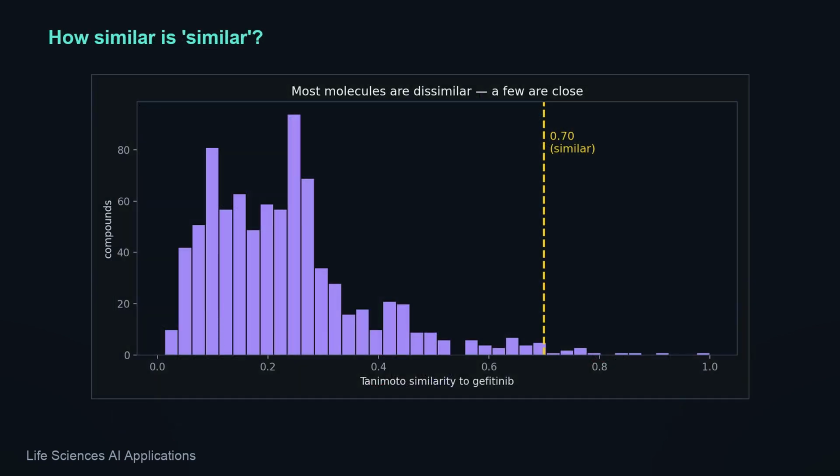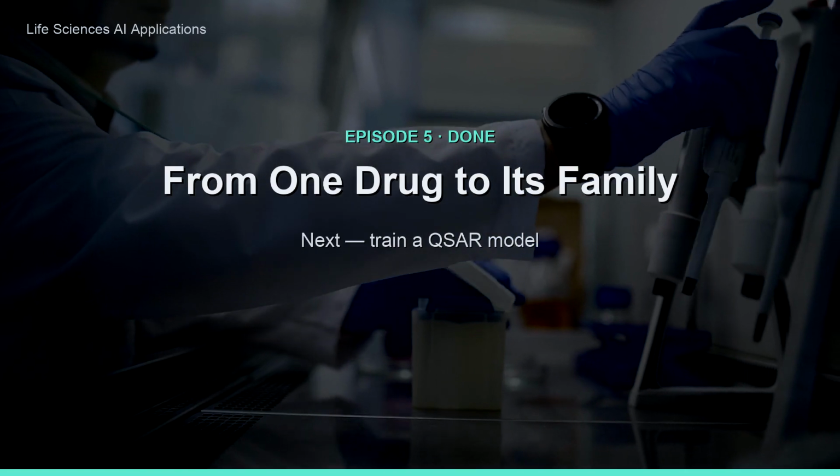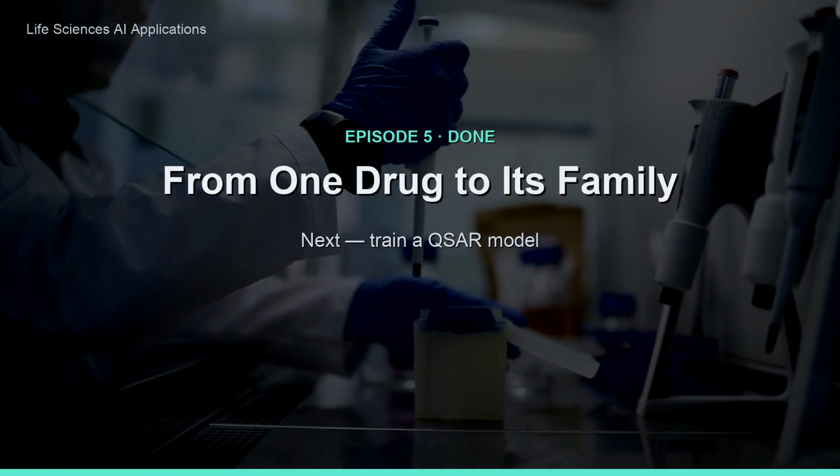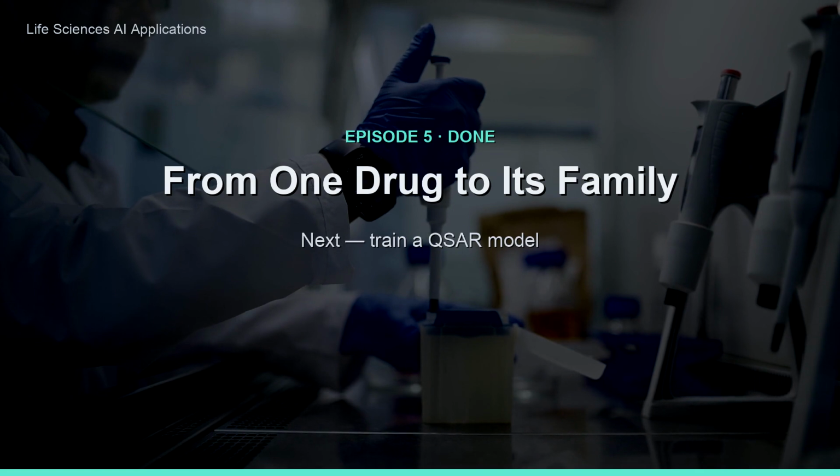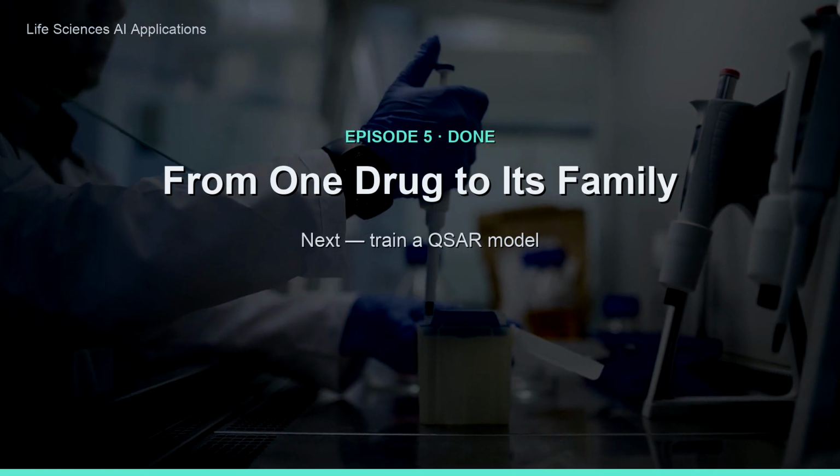One more view, the similarity of the entire set to gefitinib. Almost everything sits on the left, unrelated molecules with low scores. Only a small tail climbs above 0.7, the analogues. That shape is typical, most of any library is noise, and similarity search is what pulls the signal, the true neighbors, out of it. So with fingerprints and one Tanimoto call, we went from a single known drug to its whole family of lookalikes, the engine behind lead hopping and analog finding.